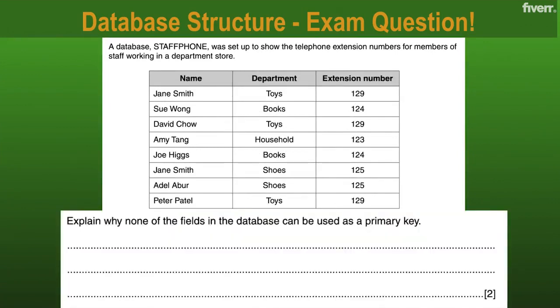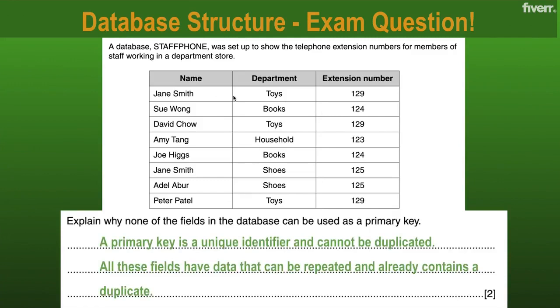Here's another exam question from the same table. This time it wants you to explain why none of the fields in this database can be used as a primary key. Feel free to pause it and answer it. Now write yourself an answer down and then we'll go through it. A primary key is something that has to be a unique identifier. It cannot contain any duplicates.